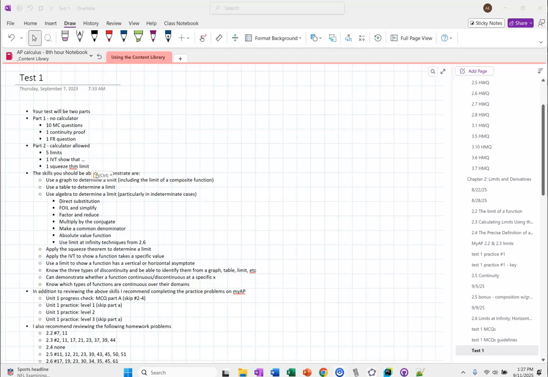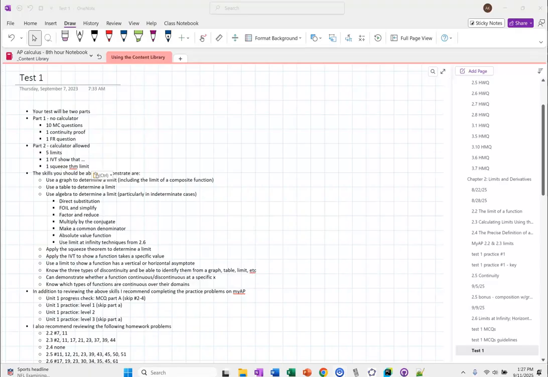And then one AP style free response question. Again, that'll have a couple of parts to it, but it'll be topics like evaluating limits from a graph or something in the style that we've done, but maybe presented in a way that's surprising.